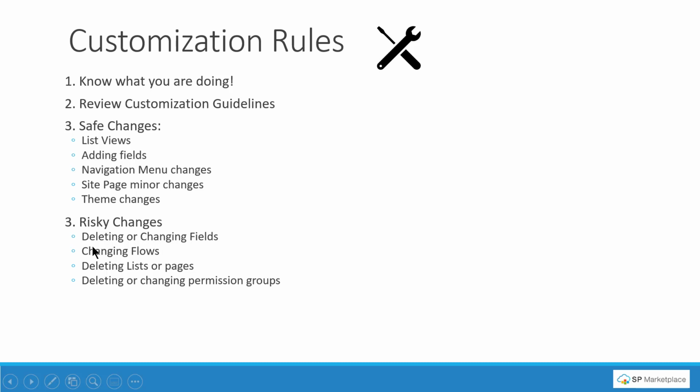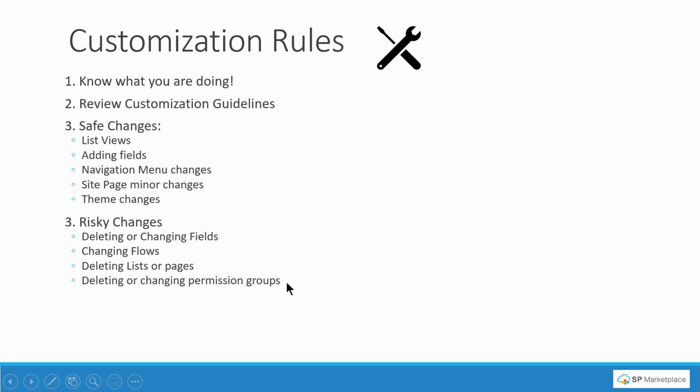Now, more risky changes are deleting or changing fields. We do not want you to delete any fields. You can hide them, but don't delete them, because deleting them can actually completely break flows out there. It almost always may break a flow, because if there's a flow creating an item in that list and there is no field there, the flow will break. And changing fields, just be careful on that, and you might even want to check with us. Changing flows is risky. Deleting lists or pages, hide them, don't delete them, is our big recommendation.